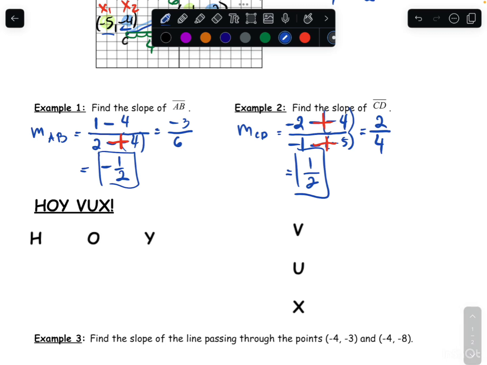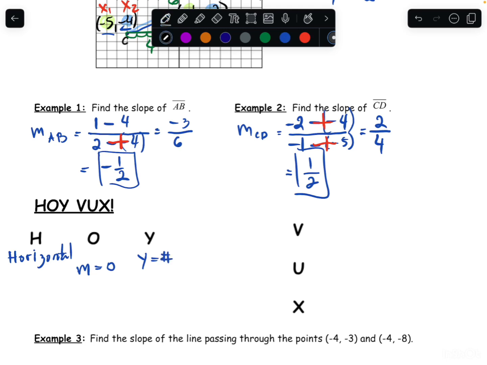All right, so let's go here. These are good things to remember. HOY and VUX. HOY means horizontal. So a horizontal line has a slope of 0. Right? Your slope is 0, and your equation is y equals some number.